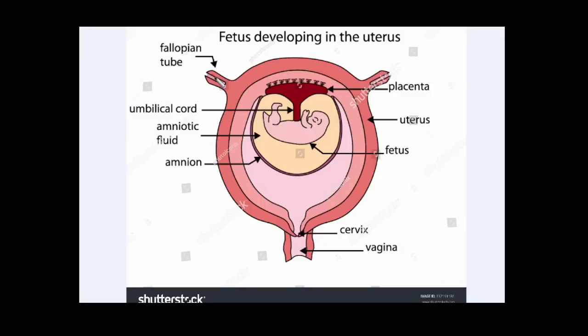The fertilized egg cell, we call it the blastocyte. The blastocyte moves from the fallopian tube into the womb to find a place of attachment to the wall of the womb. When it finds a place of attachment to the wall of the womb, that is when we see that conception has actually taken place.